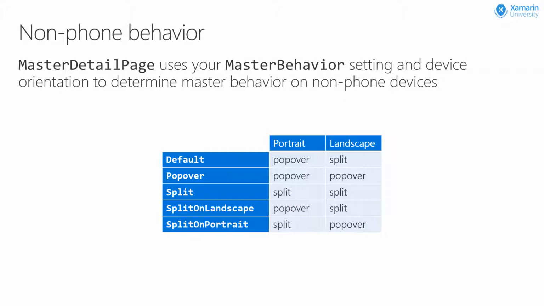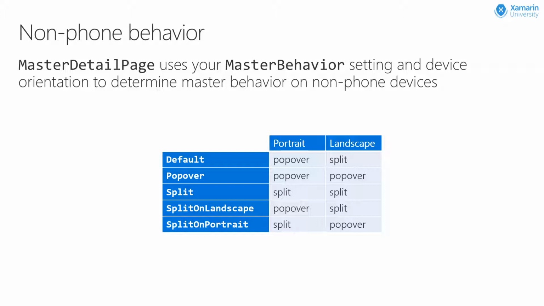For every other platform, the behavior is consistent. So let's start with the default value for master behavior. When a device is in portrait orientation, the master will be presented as a popover. And when the device is in landscape, master and detail will be split. So this tries to make intelligent use of screen space, picking the right style based on the available horizontal screen space.